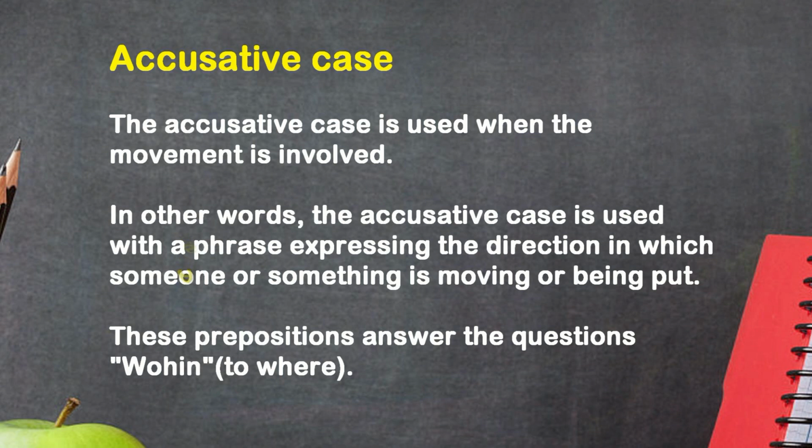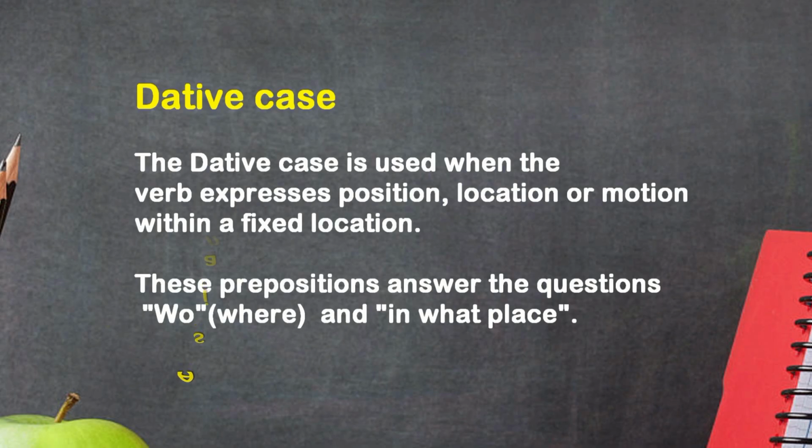Wohin means to where. If someone is going somewhere, that is a movement, and in that case we use the accusative case. The dative case is used when the verb expresses position, location or motion within a fixed location. These prepositions answer the questions wo, meaning where, and in what place. In this case, there is no motion, so we use the dative case.